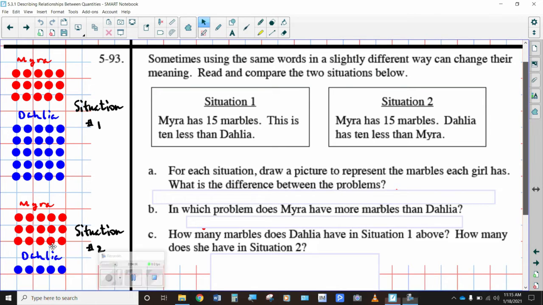Alrighty, let's take a look. It says for each situation, draw a picture to represent the marbles in each row. What is the difference between the problems?